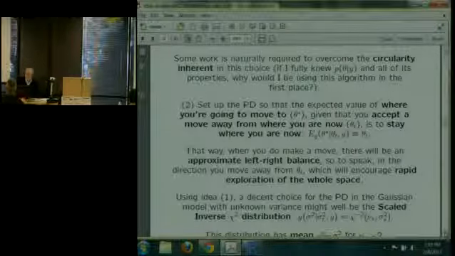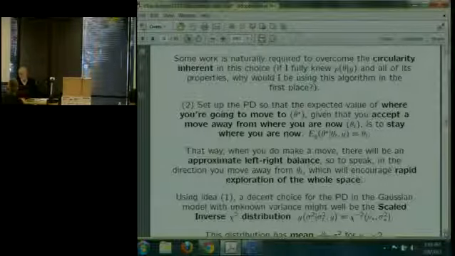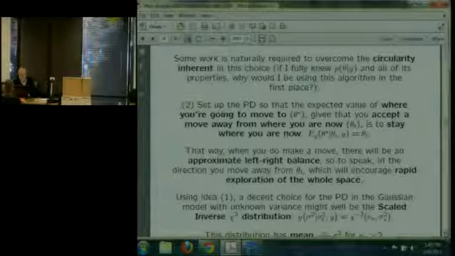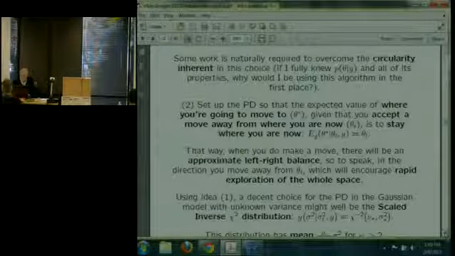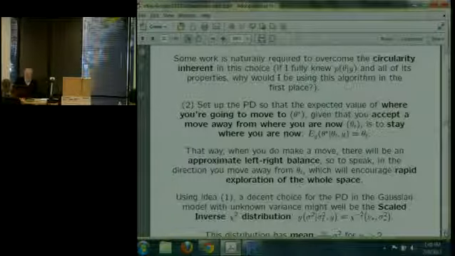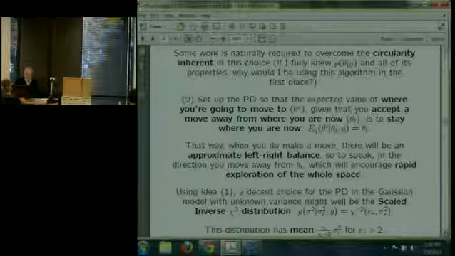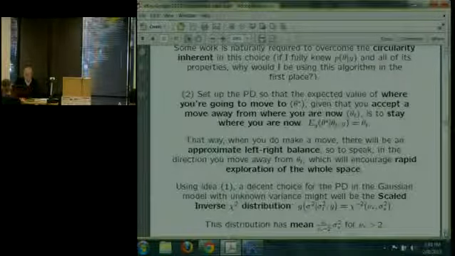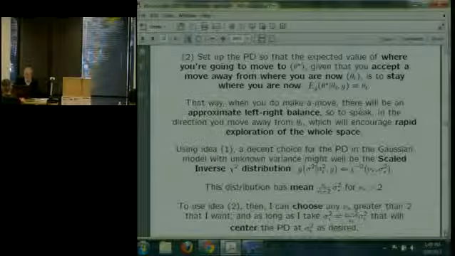So using idea 1 above, a decent choice for the proposal distribution in this Gaussian model with unknown variance might well be some other member of the scaled inverse chi-square family. So I'm going to try to sample as my proposal from the scaled inverse chi-square family in order to learn about the scaled inverse chi-square distribution that is the actual posterior. And this distribution turns out to have mean given by nu star over nu star minus 2 times the variance sigma star squared, as long as you have at least 2 degrees of freedom.